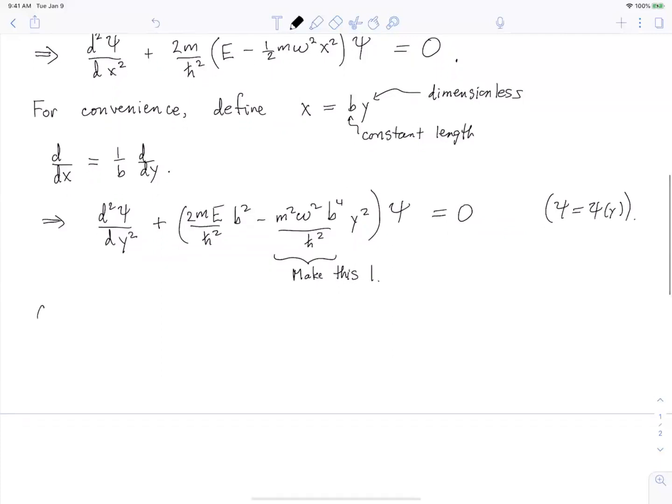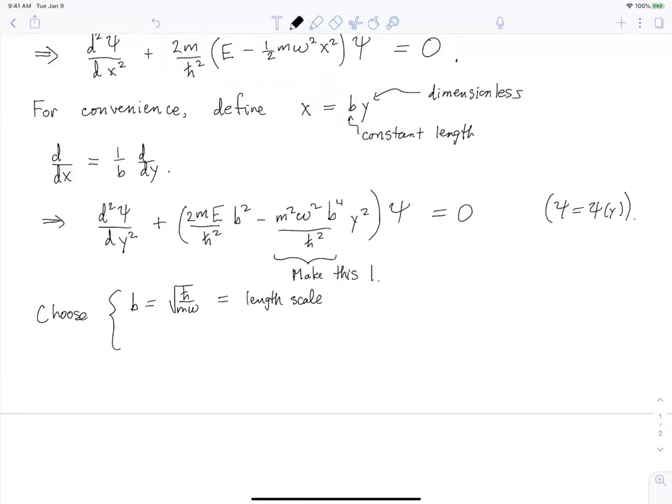Okay, and so that implies, let's choose, first of all, that b is going to be the square root of h bar over m omega. That's something with units of length, which you can check by plugging in the units of h bar and omega. Omega has units of 1 over time, and the mass. And so this is indeed a length scale, and it's a length scale characteristic of the particular harmonic oscillator we're talking about.